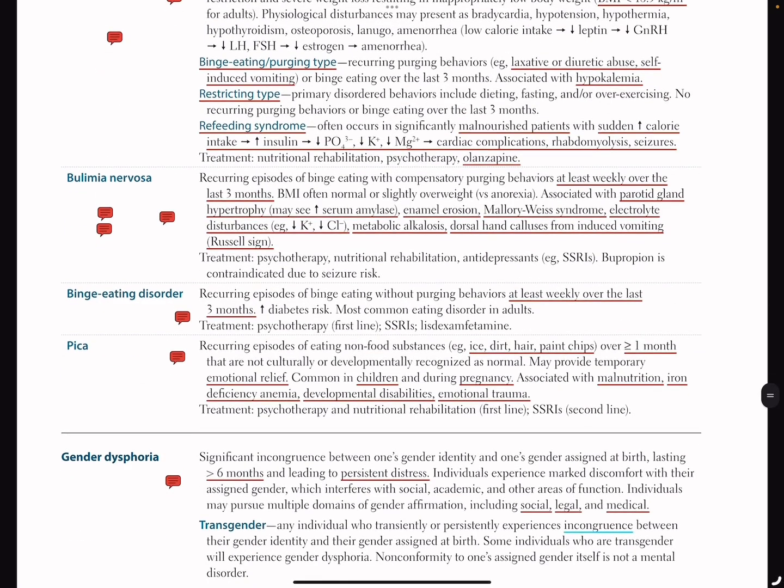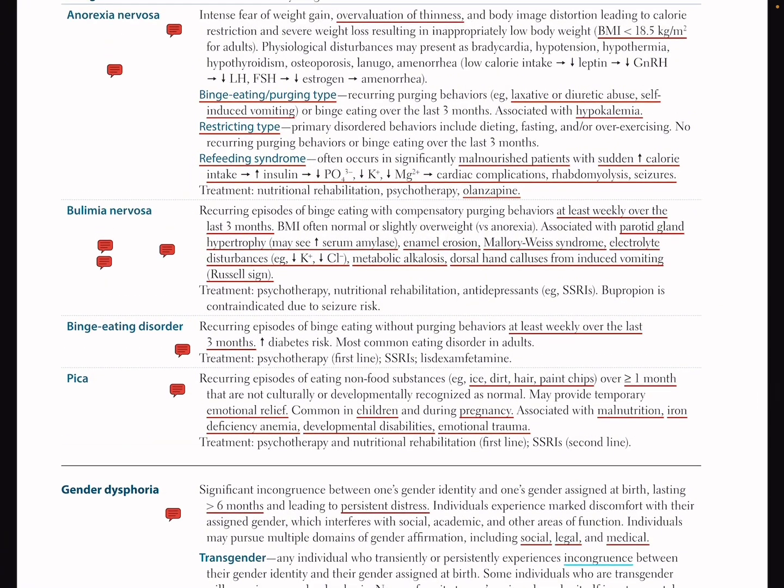Then we move to bulimia nervosa. Recurrent episodes of binge eating with compensatory purging behavior at least weekly over the last 3 months. BMI of normal or slightly overweight, which is the difference between them. Associated with parotid gland hypertrophy, may see increased serum amylase and enamel erosion. So yeah, bulimia is associated with parotid gland hypertrophy. May see increased serum amylase and enamel erosion, electrolyte disturbance, that's all from vomiting, metabolic acidosis, knuckle calluses from induced vomiting, suicide.